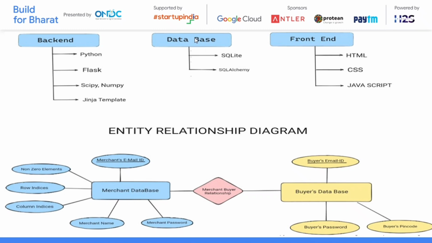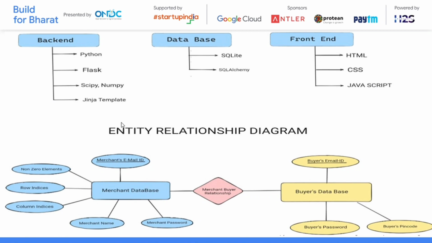Now talking about the database part, we have used the SQLite database. And SQLAlchemy is a connector, or a framework rather, which connects the database with the backend. And finally in the front end part, we have used HTML, or hypertext markup language, which is the backbone of our web page. For styling purposes we have used CSS for all the dynamic animations and everything used in our project, and JavaScript makes the entire system even more dynamic.